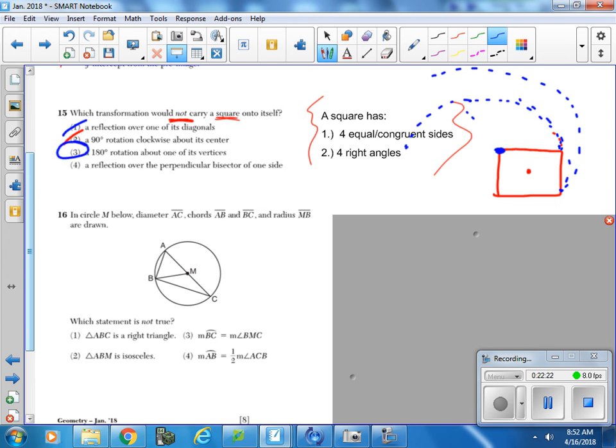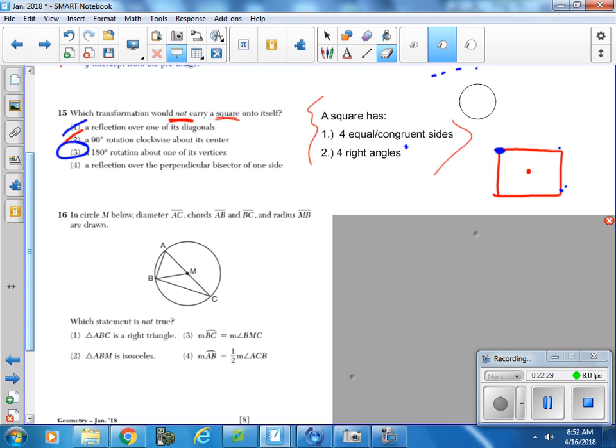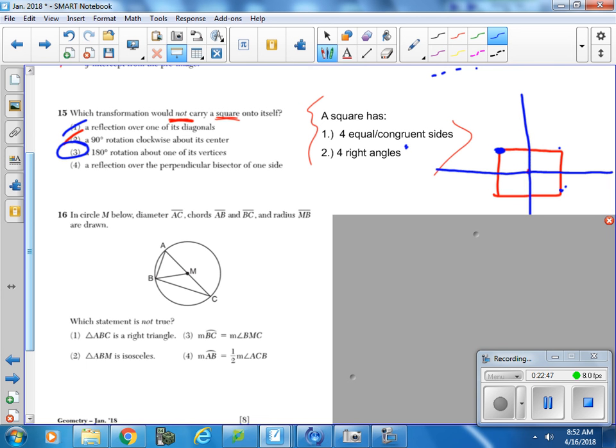Let's look at number 4 though, because number 4 is kind of interesting. All right, it says a reflection over the perpendicular bisector of one side. Well, the perpendicular bisector would either be here, right? So if I reflected over that, that's going to land on itself, or it would be right here. Okay, so either way, it's going to land on top of itself. All right, so there we go. Those are questions 11 through 15 on the exam.